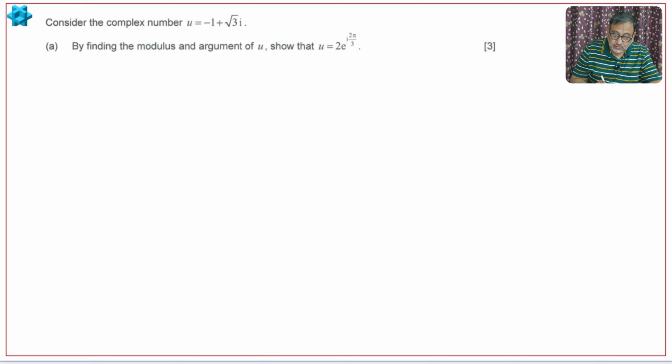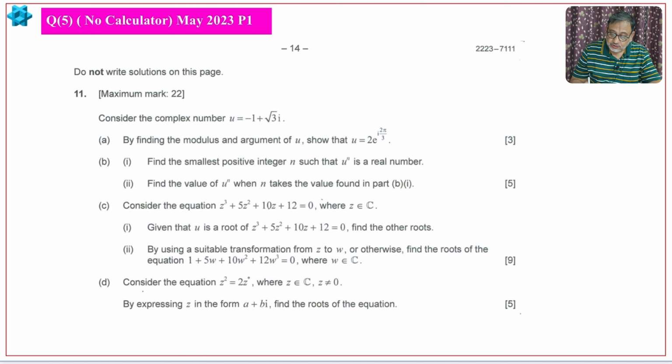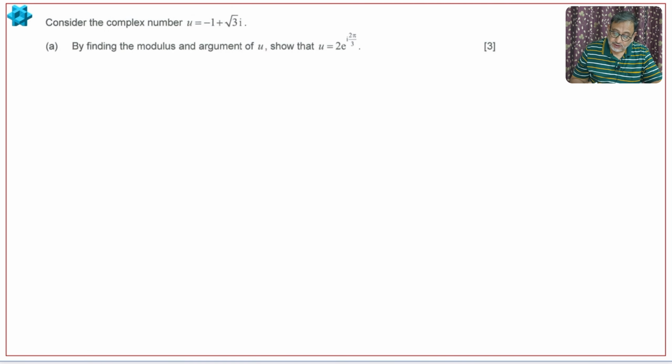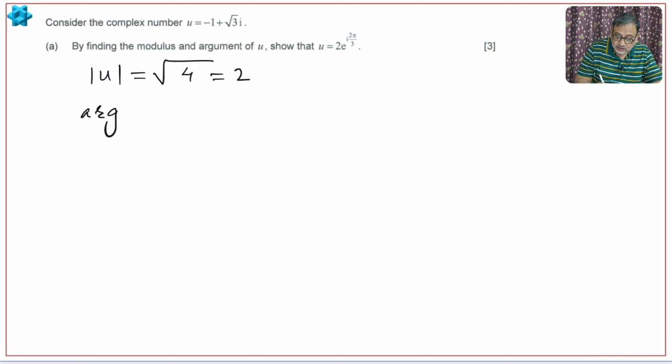Part A says, by finding the modulus and argument of u, show that u is equal to 2 into this. I have already copied this part. So what do I have to show? By finding the modulus and argument, I have to show that u in Euler form is 2 e raised to i 2 pi by 3. So I will find the modulus of this complex number, which will be the square root of 1 squared plus root 3 squared, that is 3. So 4 means 2. This is the modulus of u.